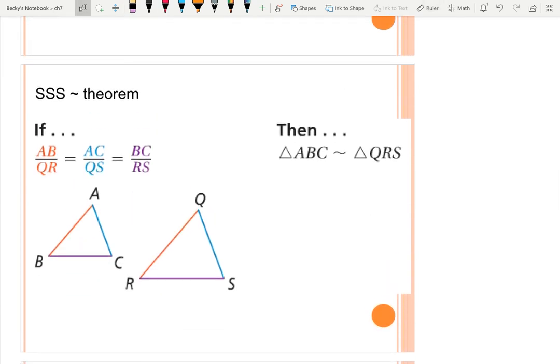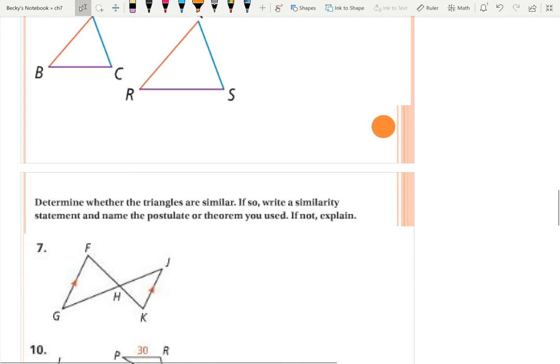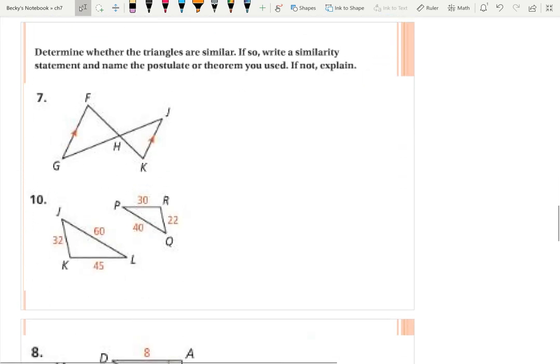Now the same thing with SSS. 3 different side lengths, you match them up. You have to get the scale factor, and you have to check it. If they all have the same scale factor, then they're similar. If they're off at all, then they're not similar. So let's go through some of these.